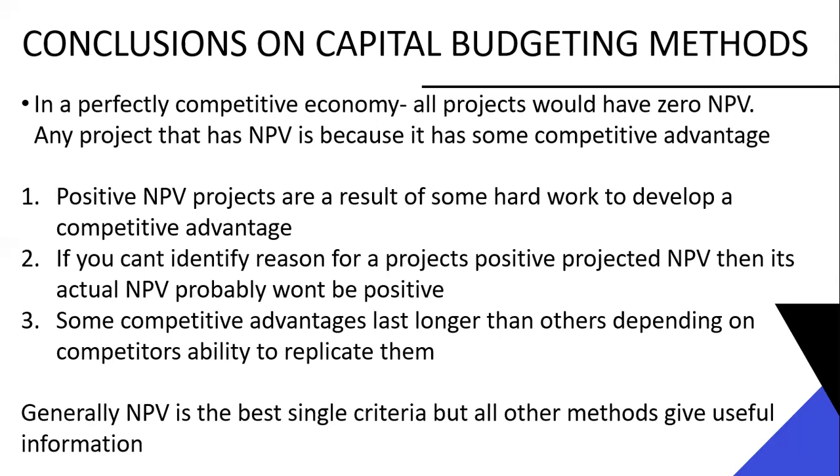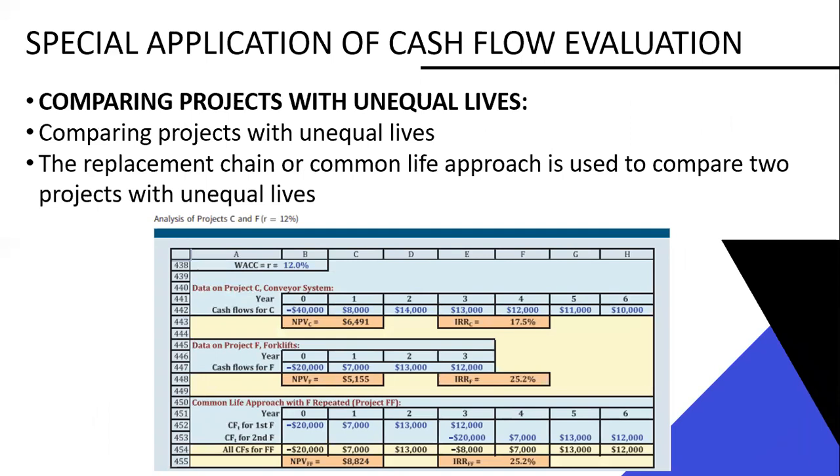Also, finally, even if there is a competitive advantage, it's always important to remember how long that competitive advantage will last. If there is a patent, or there are some laws or some high entry costs, then there's a high possibility that those competitive advantages will last for a long time. But if the barriers to entry are relatively low, then it's possible that the competitive advantage won't last very long. Generally speaking, NPV is the best single criterion, but other methods also give very useful information.